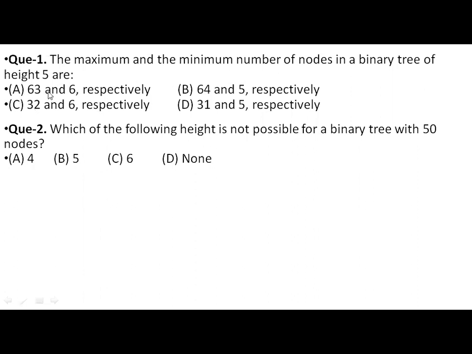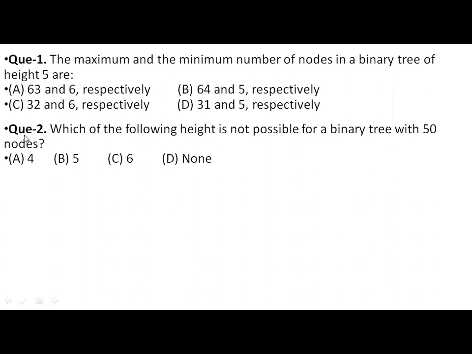So such confusion is not here. But sometimes in an examination, he may confuse you in that order. So then you should choose option A as the correct one. Maximum 63 and minimum is 6. As per our formula, 2 power of h plus 1 minus 1, 2 power 6 minus 1 is 63. And height 5 means 5 edges. So to get 5 edges, at least we require 6 nodes. So 6 is the minimum number of nodes.